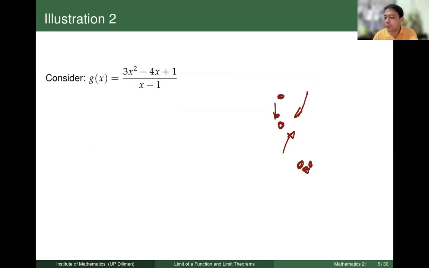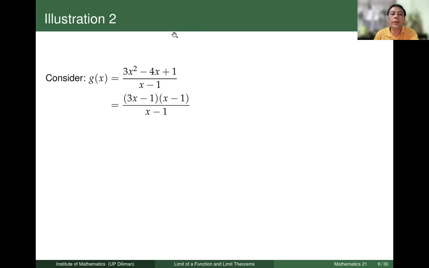Now let's have another example. Suppose we have g of x equals this rational expression. Now, is this defined for all values of x, or do we have a limit? By now you should know that there's a restriction on the domain, on the possible values of x. What we can say here is that this is true provided that x is not equal to 1. Because when x is equal to 1, the denominator becomes 0 and the whole thing becomes undefined.